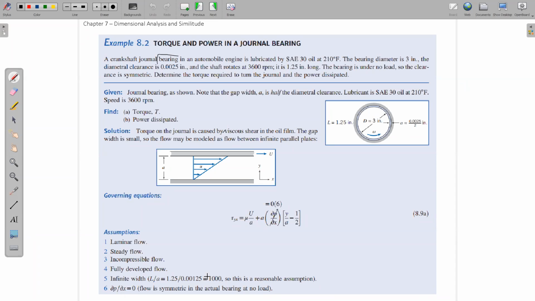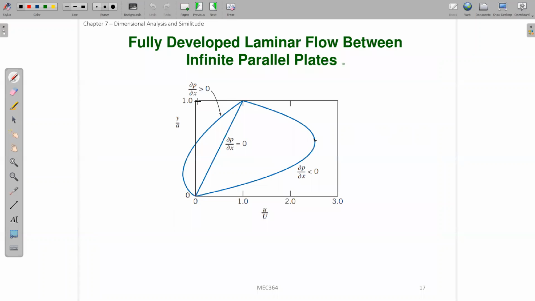We also have an example problem for this case. This is similar to our previous example problem. The only difference is that the inner cylinder now is not stationary. The inner cylinder is actually rotating with an angular velocity of 3600 rounds per minute. Also, for this one we assume that there is no pressure gradient, so the bearing carries no load. So dp/dx is equal to 0.